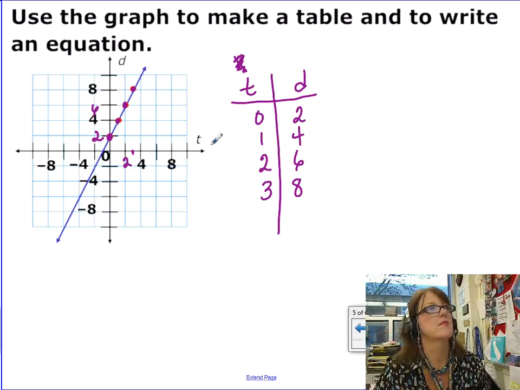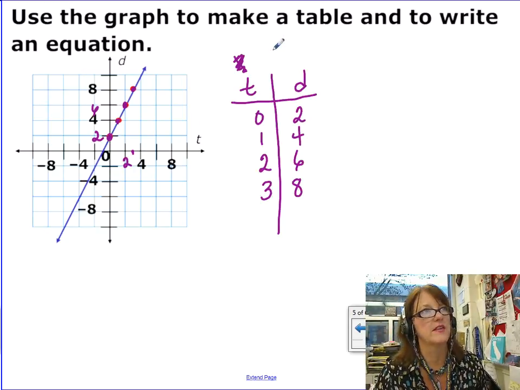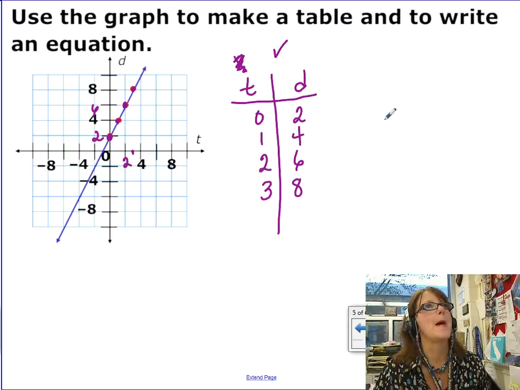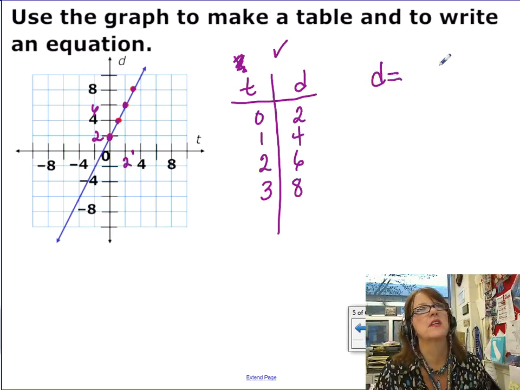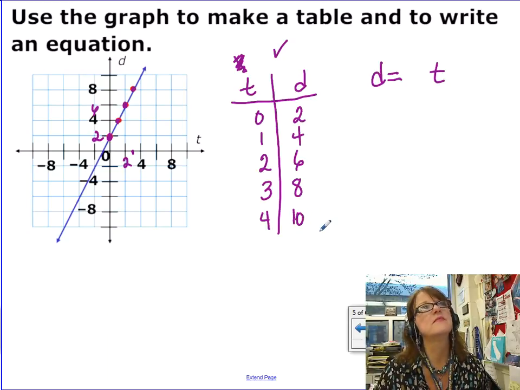Now, this one's going to be a little trickier. Got the graph, got the table. The equation. So we usually say D, my output, is I'm doing something to T. Well, I see a pattern here. I bet you could tell me what would happen if you plugged in a 4, because it looks like each time I'm going up by twosies, so I bet I get 10. Can you see what's happening?